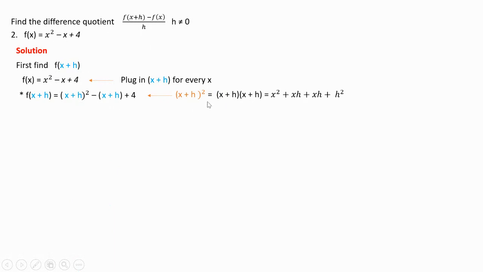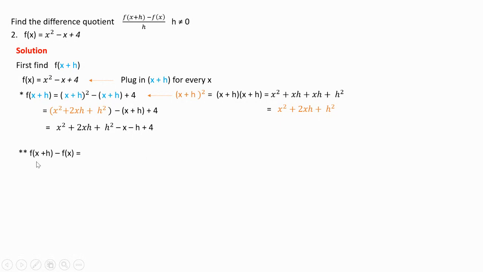So x plus h squared, right? We can do the FOIL here. x plus h times x plus h will give us x squared plus xh plus xh plus h squared. It's going to give us x squared plus 2xh plus h squared. So that's what we plug in for the x plus h squared. Now we bring down the negative x plus h plus 4. So here with the negative sign, we're going to distribute, which becomes negative x, negative h plus 4. So this is my f of x plus h.